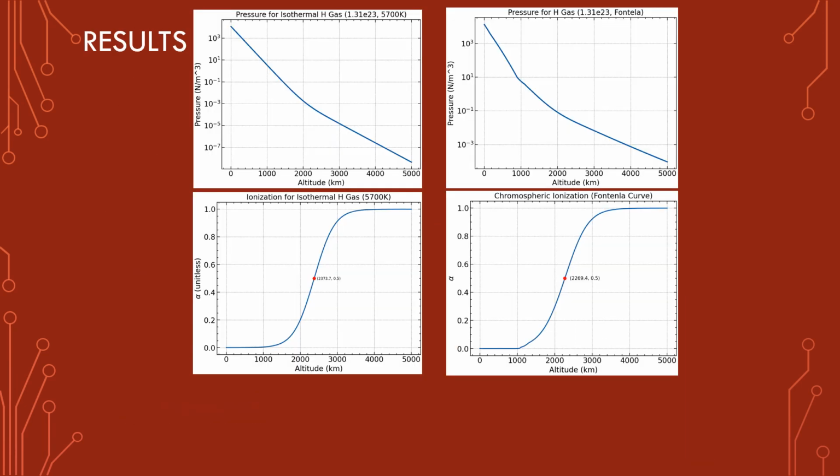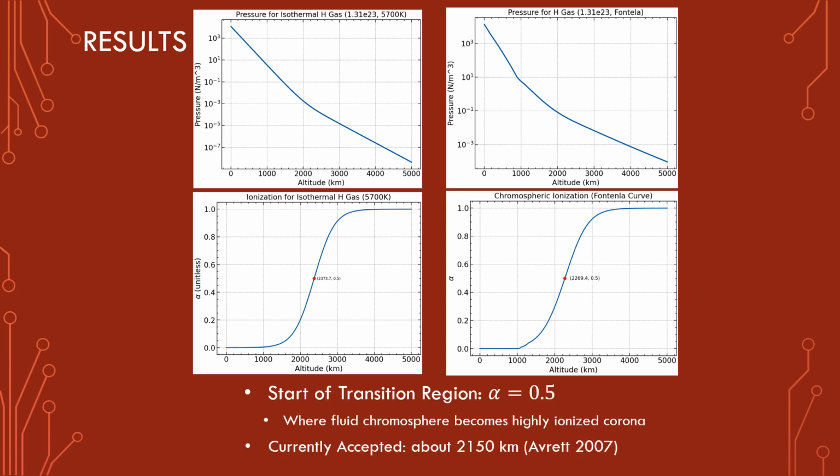While the pressure and number density plots are important because they do vary from the standard hydrostatic solution, which is just an exponential, the ionization or alpha plots are also of note. We say that the transition region begins at the point where alpha turns to 0.5, where the more fluid-acting chromosphere becomes a much more highly ionized plasma.